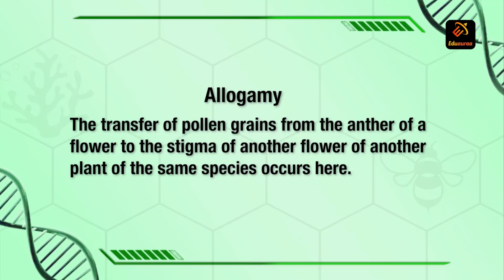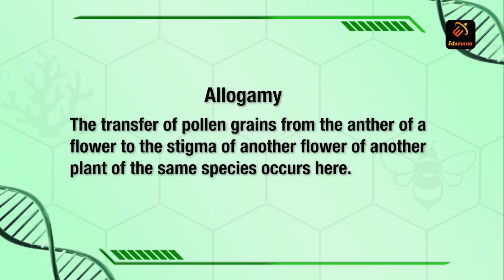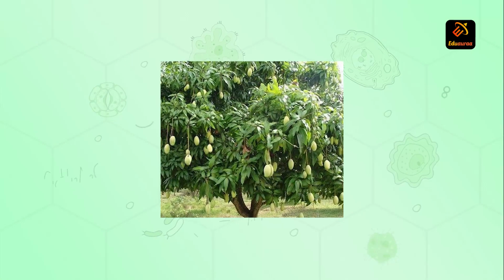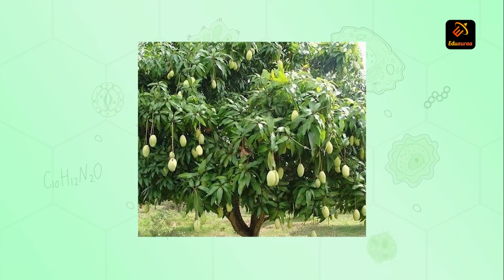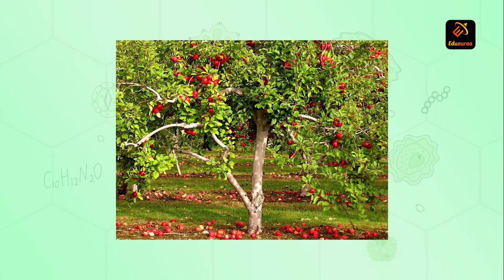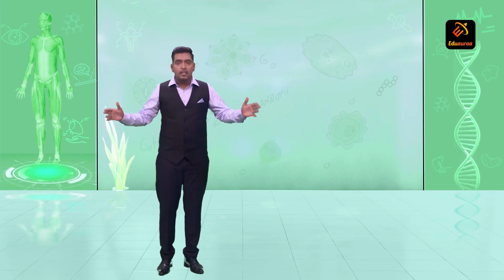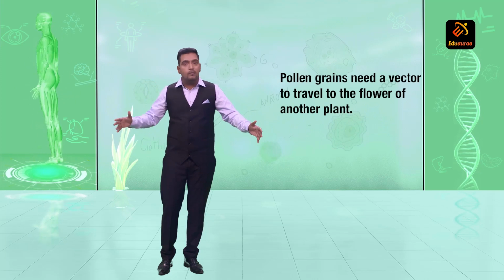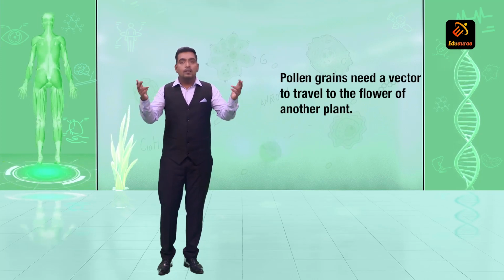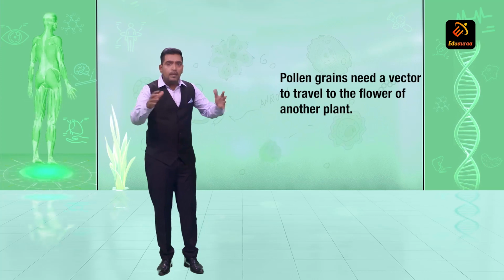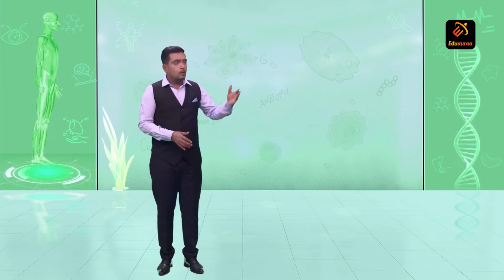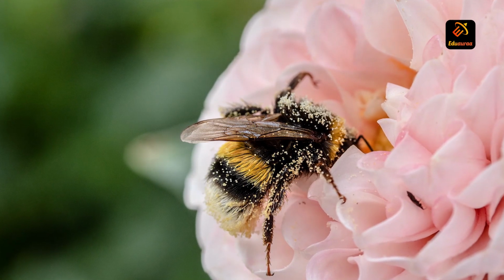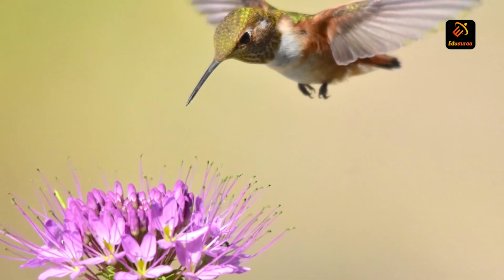But most important here, the plants must be of the same species, because if the pollen grain of mango lands on the stigma of apple, you will not get anything. So species has to be the same. But since in Allogamy the plants are different, they will not travel on their own. They need a vector. The vector can be wind, it can be insect, even it can be birds, etc.